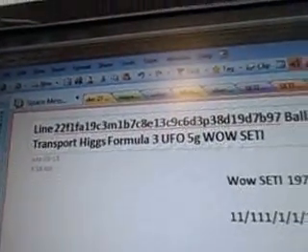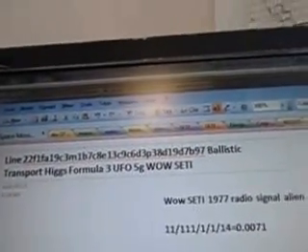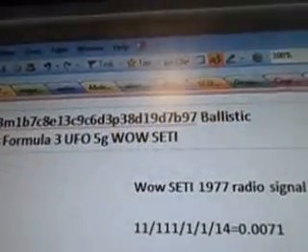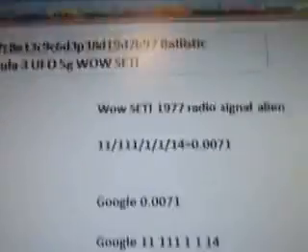So this is 7B97C. Line 22, 7B97, which would be C, but I don't have the C there. Ballistic Transport Higgs Formula 3, UFO 5G Wow Seti. There's several formulas, I think there's 7 or 8 videos for this one.